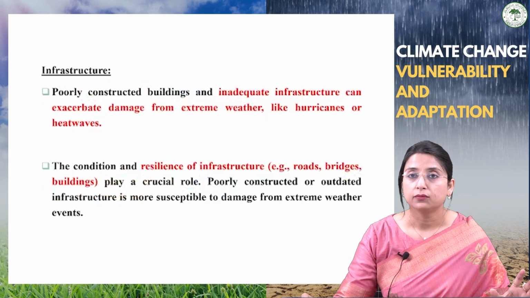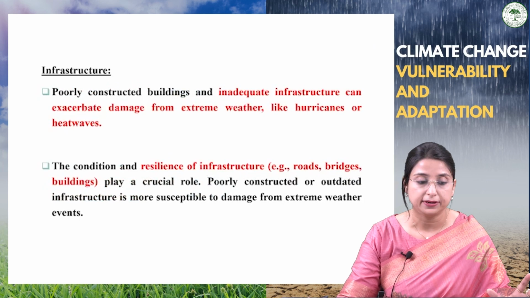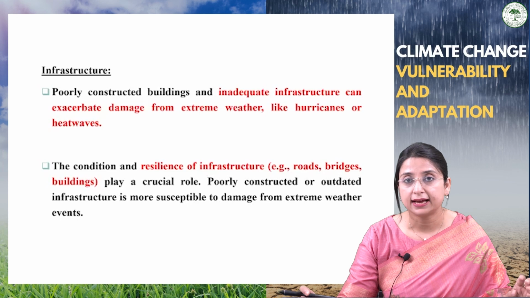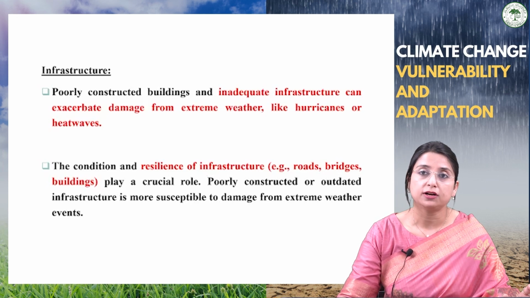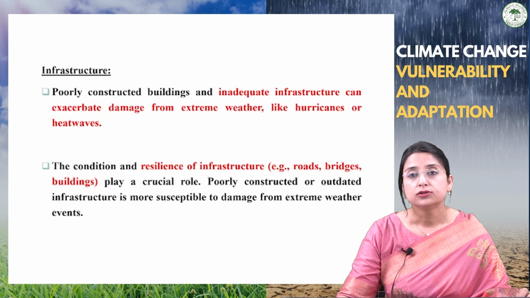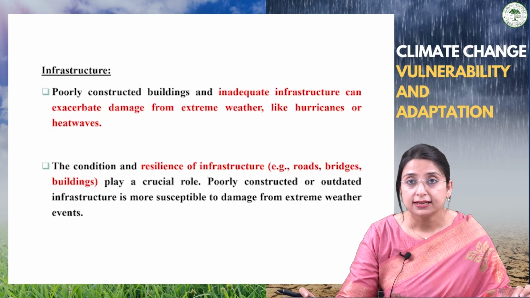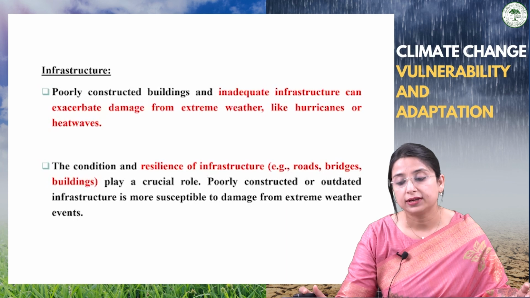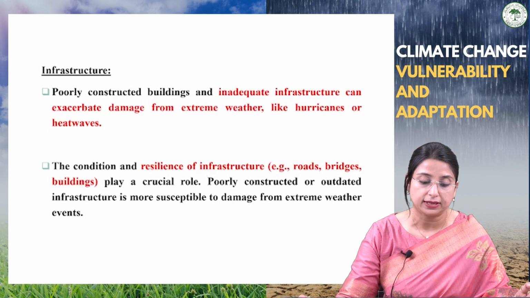Another key factor which plays a very important role in physical vulnerability to climate change is the infrastructure. We know that poorly designed infrastructure, or infrastructure that is not made of strong material, will be more vulnerable. Inadequate and poorly designed infrastructure exacerbates the damage from extreme weather events, like hurricanes, storms, floods, heat waves, etc.